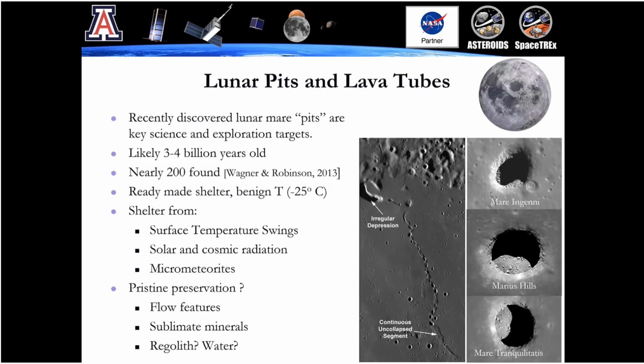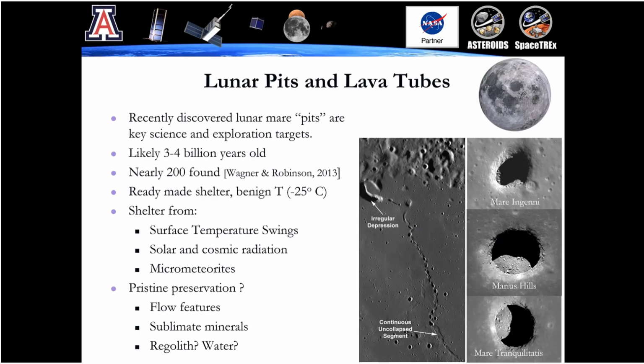So first, we want to just give you a background about lunar pits and lava tubes. These were recently discovered in about 2013, and a little bit before that by one of the Japanese missions. And then nearly 200 were discovered by Wagner and Robinson using LROC images. And these lunar pits are likely entrances to lava tubes, which have been there for maybe 3 to 4 billion years.